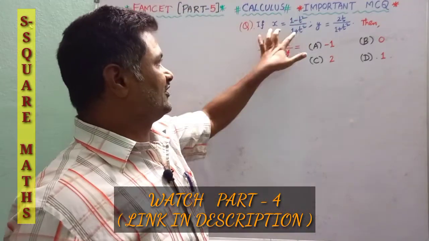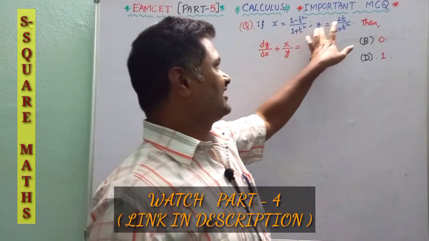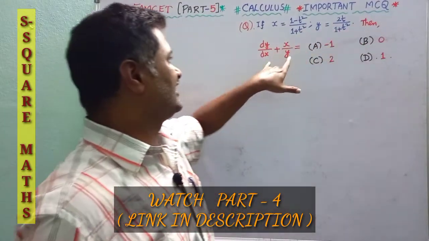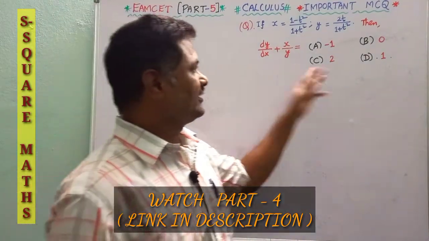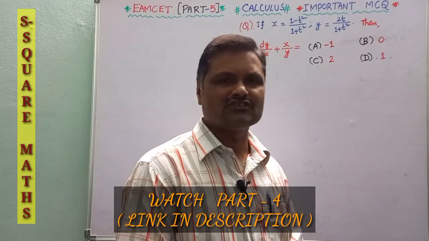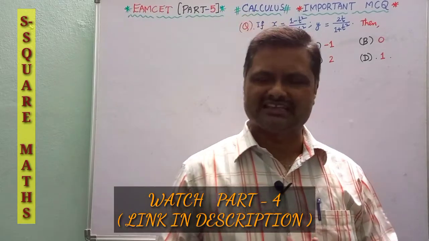So if x is equal to (1 minus t square) by (1 plus t square) and y is equal to 2t by (1 plus t square), then we have to determine the value of dy by dx plus x by y. ABCD options are given. I think you felt some confusion by seeing this question.